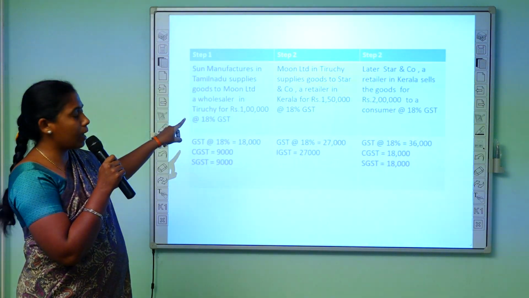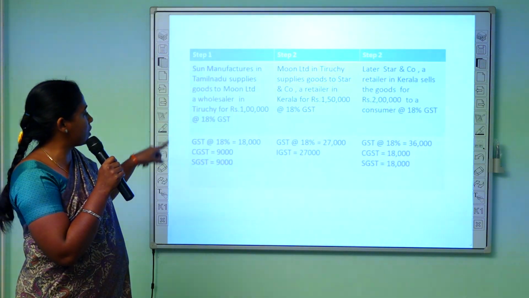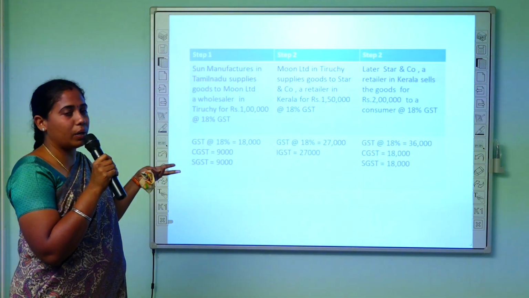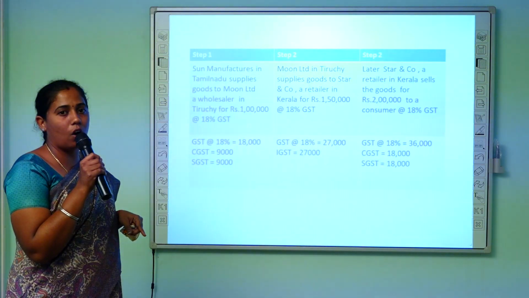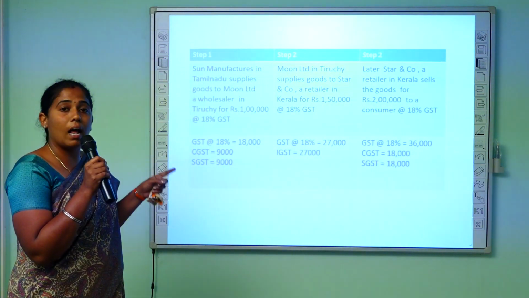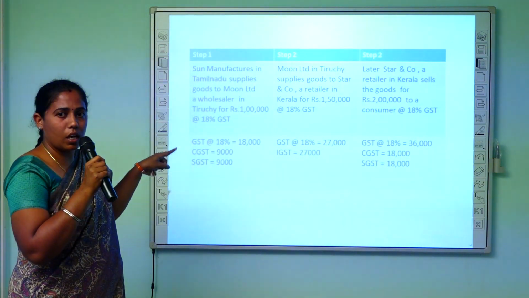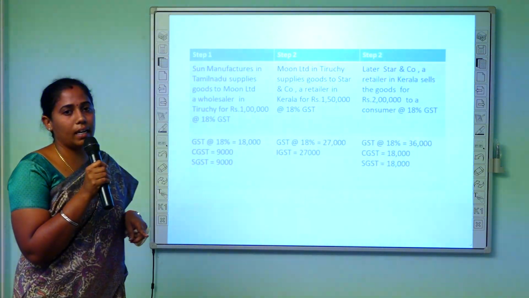So, if 1 lakh is the amount and 18% is the GST, what will be the GST? GST will be 18,000, which is split between the state government and the central government in case of an intra-state supply. So CGST 9000, SGST 9000. Let us move on to the second example.